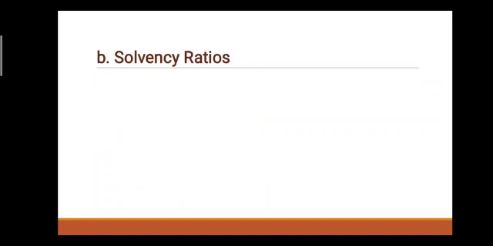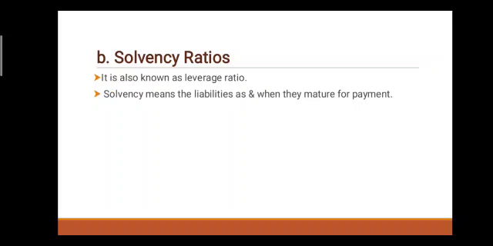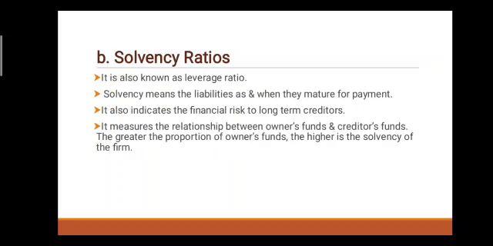Second, solvency ratios. It is also known as leverage ratio. Solvency means the ability to pay liabilities as and when they mature for payment. It also indicates the financial risk to long-term creditors. It measures the relationship between owners' funds and creditors' funds. The greater the proportion of owners' funds, the higher is the solvency of the firm.